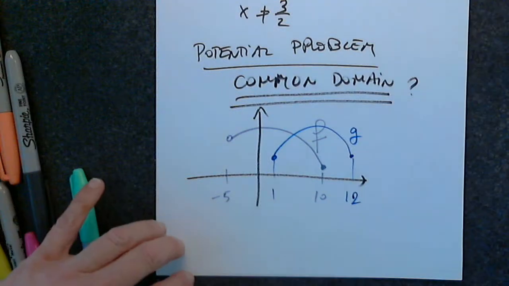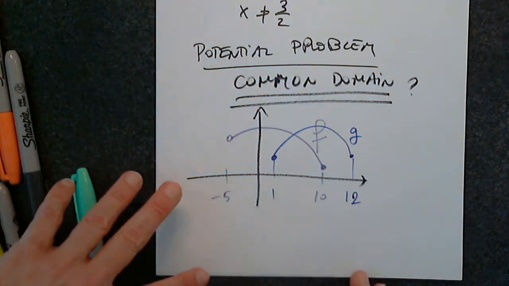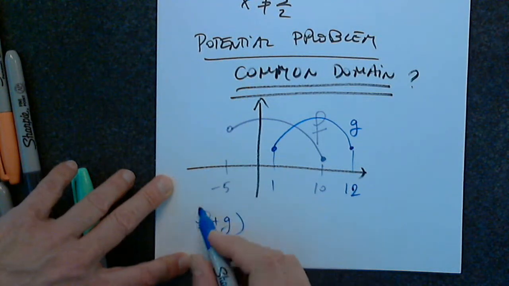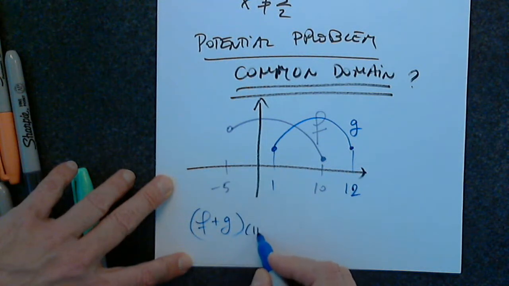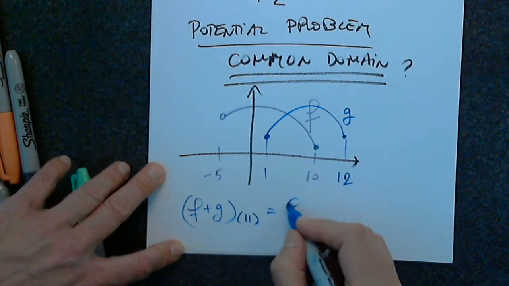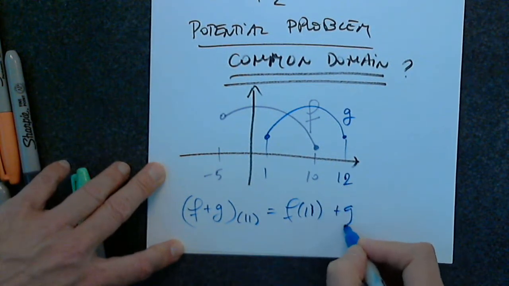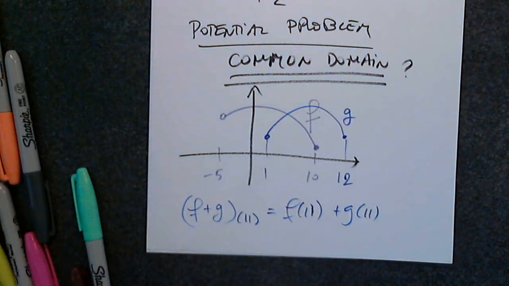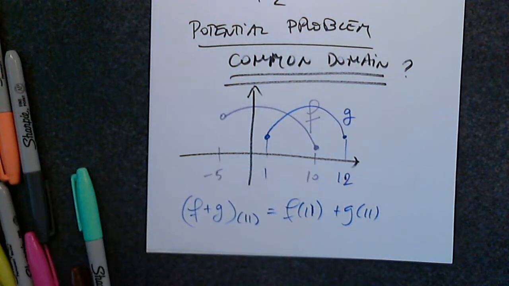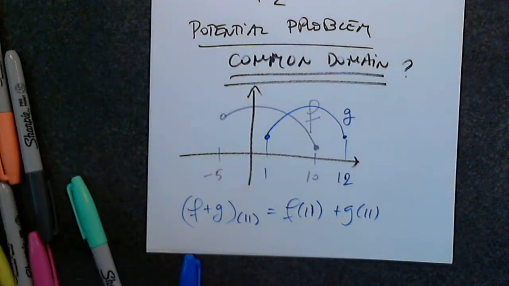And I'm going to ask you, let's find f plus g of 11. You will say, oh, this is easy. It's f of 11 plus g of 11, because that's what we just did. F plus g of x is f of x plus g of x. So if x is 11, then all I have to do is find f of 11 and g of 11 and add them up, and I get an answer. So I look at 11, which is here.